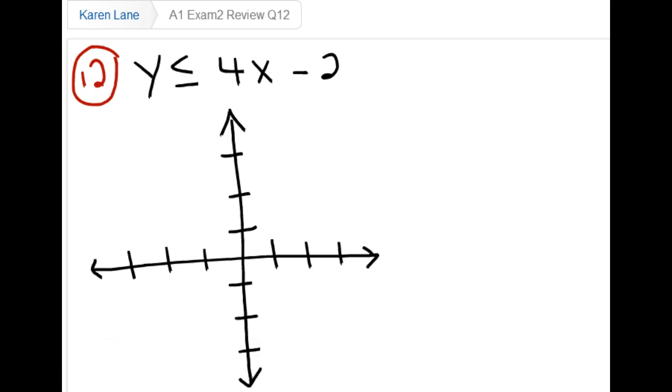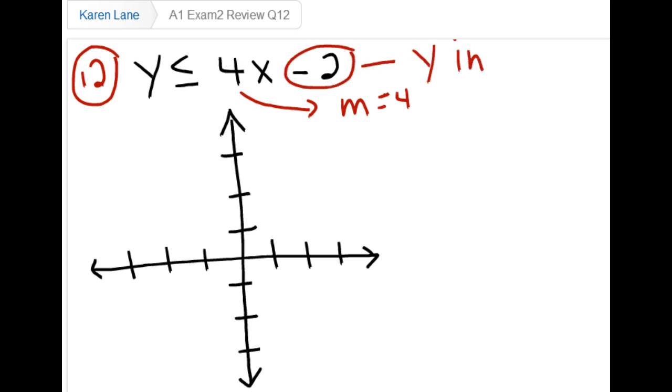Question 12. Graph the inequality y is less than or equal to 4x minus 2. Alright, remember this is already in the form y equals mx plus b. So first we're going to graph just the line. So 4 is our slope, and negative 2 is the place where the line will cross the y-axis. Remember, that's called the y-intercept.